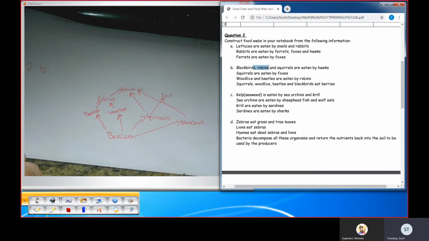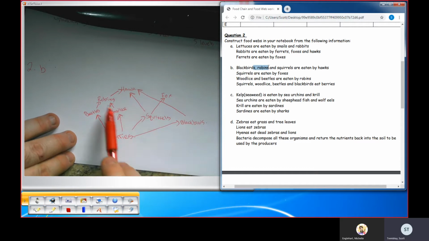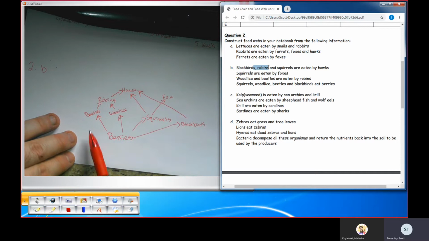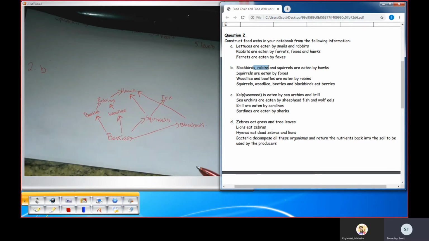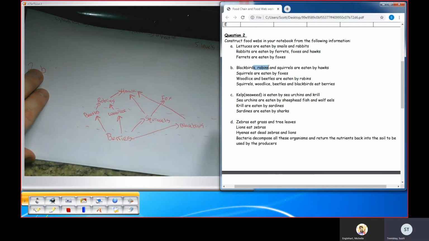So let's read through the situation, see if we got everything. We have blackbirds, robins, and squirrels being eaten by the hawk. So if we look at the hawk, I have robins, squirrels, and blackbirds. Cool, 1, 2, 3, they're all being eaten by the hawk. We have squirrels being eaten by foxes, yep. We have woodlice and beetles being eaten by robins, there we go. And then we have squirrels, woodlice, beetles, and blackbirds all eating berries. Okay, awesome. So now what we've got to do is label the trophic levels. So if we just put little dotted lines, you see how I kept everything on the same level because I knew I was going to be doing this.